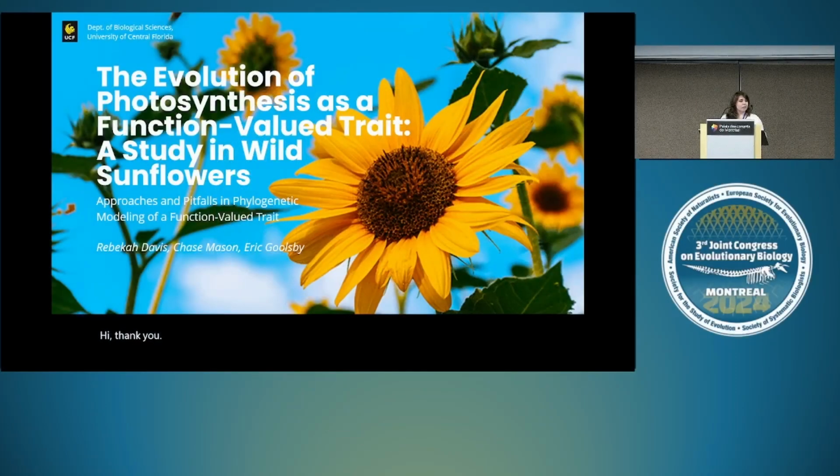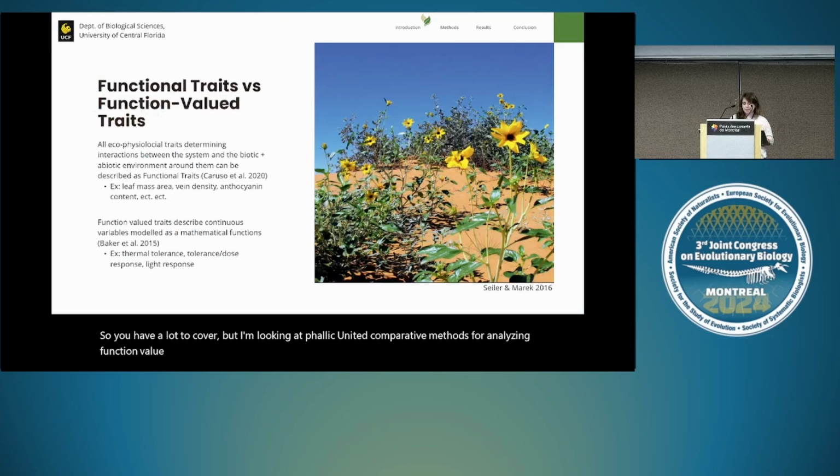So we have a lot to cover, but I'm looking at phylogenetic comparative methods for analyzing function-valued traits. I want to start off by asking, how should we be considering our traits? We know that all ecophysiological traits, which can determine how a species is going to interact with the abiotic and biotic environment around them, can be described as functional traits. In the plant sphere, some common functional traits are leaf mass area, vein density, anthocyanin content.